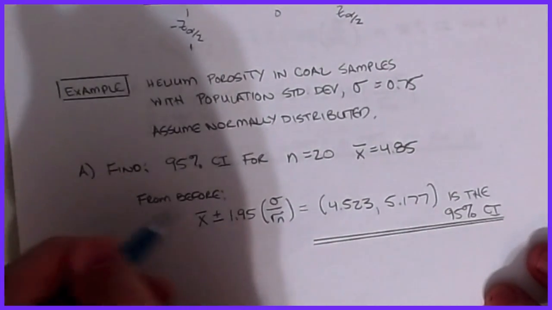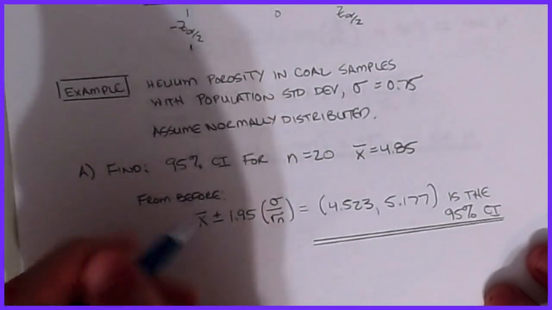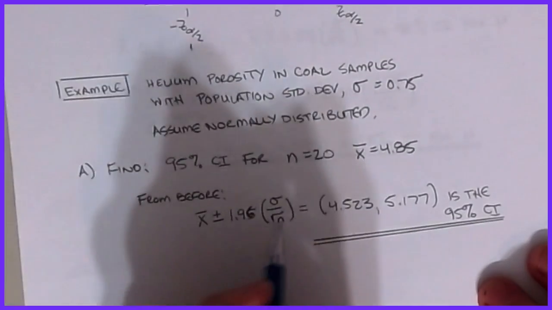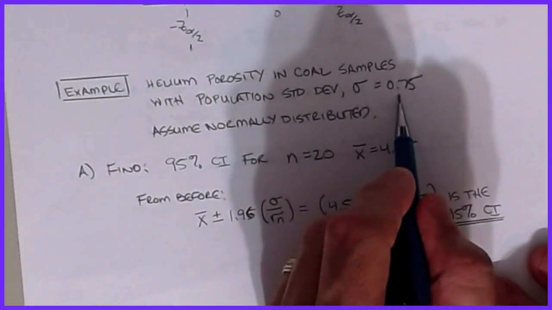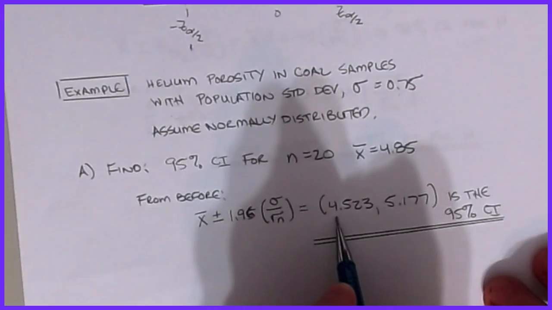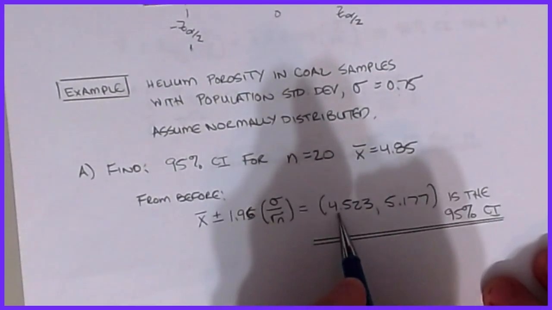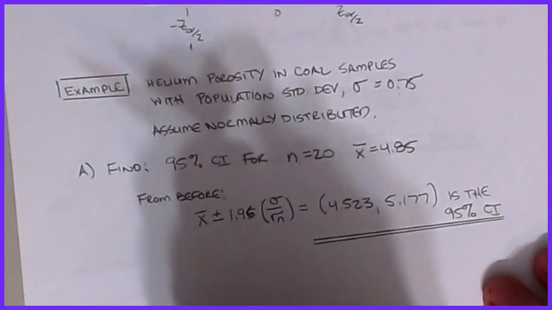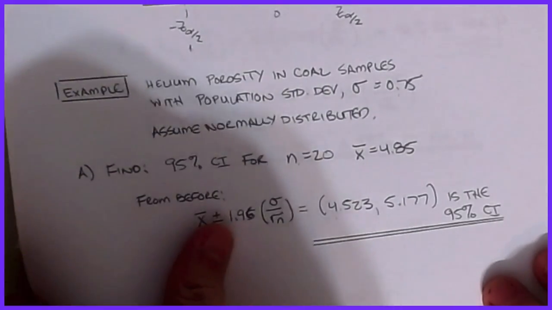From what we just derived before, we know that for a 95% confidence interval, it was x bar plus or minus 1.96 times sigma over the square root of n. If I plug in n and my sigma of 0.75, my interval comes out something like this: 95% of the time, the population mean, based off of this sample, will fall within the limits of 4.523 and 5.177. That's all it is, just two numbers that give me a range around which I can base a probability or a level of confidence.